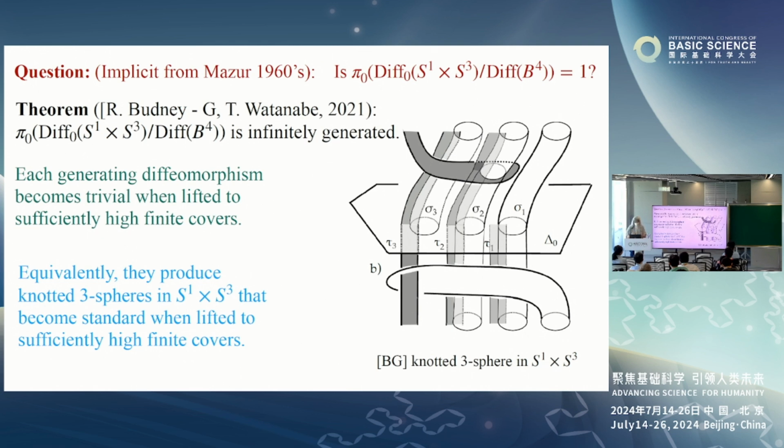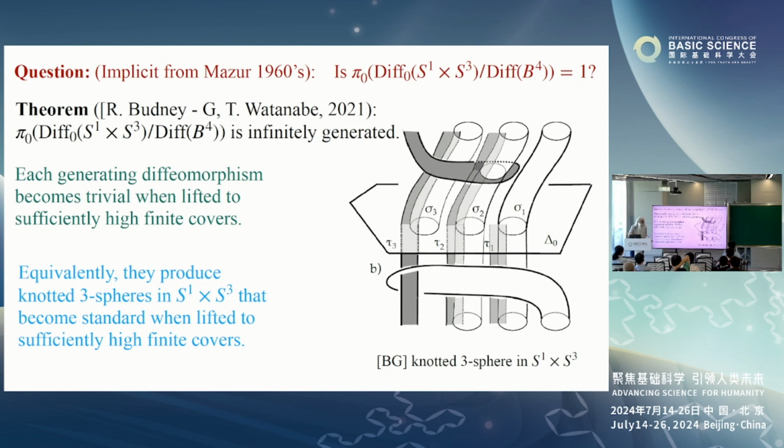So yes, we have interesting diffeomorphisms, but from the point of view of the Schoenflies problem, what you need is an interesting diffeomorphism that stays interesting when you lift to arbitrary finite covers. Another reformulation of this is the existence of knotted 3-spheres that are non-separating in S1 cross S3.